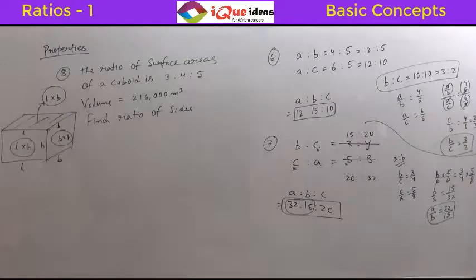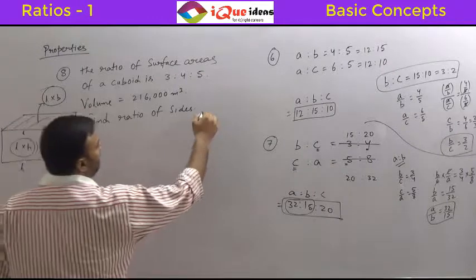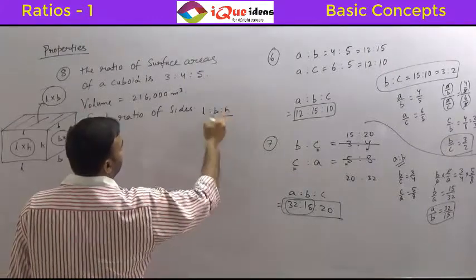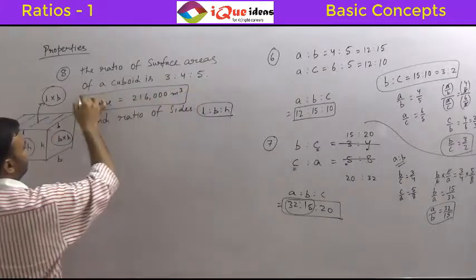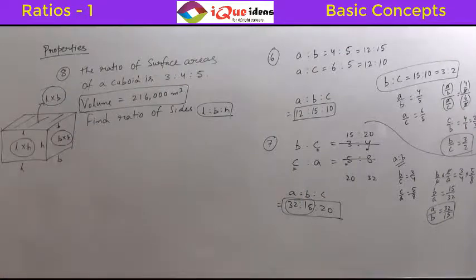Alright, just check them. So the question is to find the ratio of sides. So what we have to find is L is to B is to H. The order is not important, so don't worry about it. You can just write them in increasing order or decreasing order. Now what to do? There are many ways to do this, but actually this is a diversion to fool you, so don't fall for it. We will just use this combination or rather separation approach.